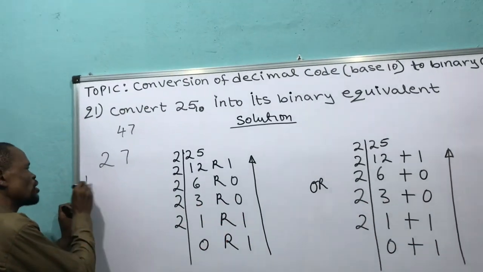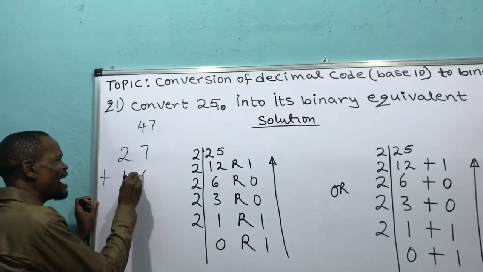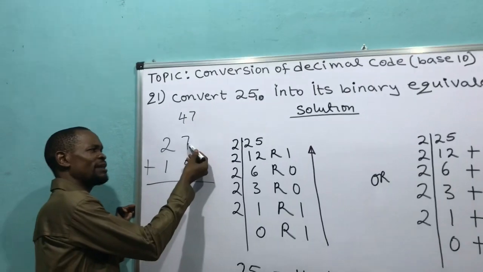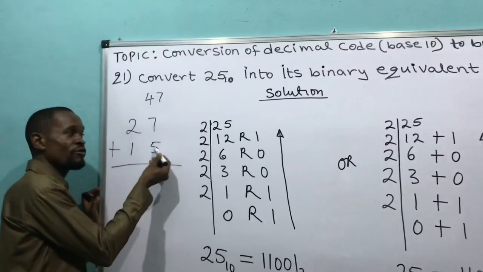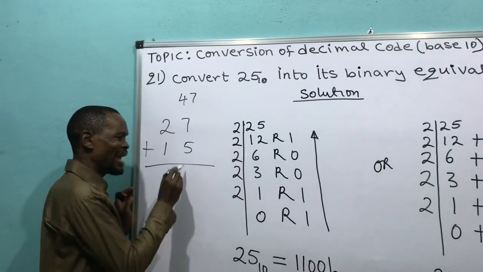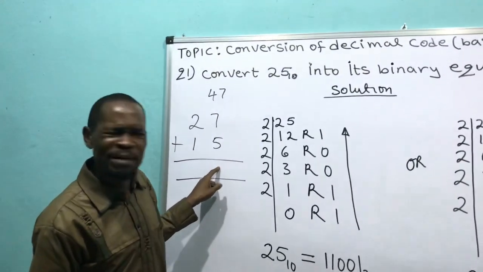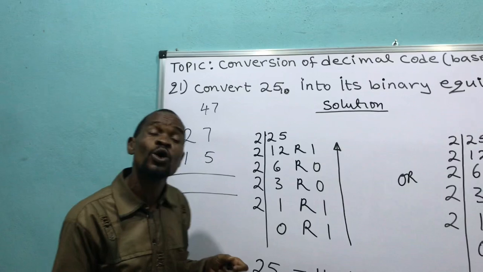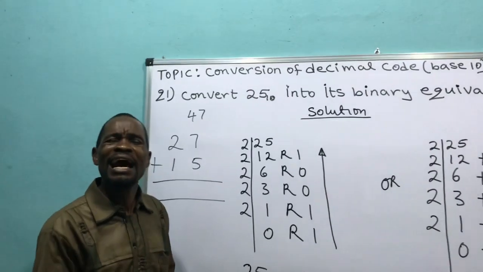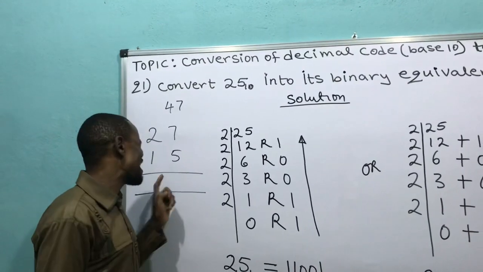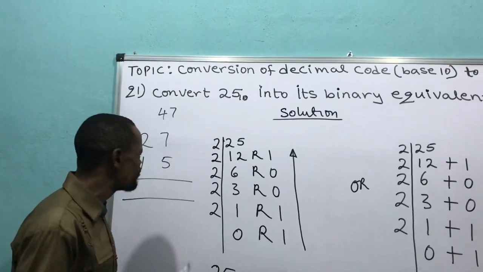Then let's assume that I have 27 plus 15, and they say you should add it up. Then what do you do? You say 7 plus 5 gives me 12. Will I write 12 here? No, I can't write 12 here. Why? Because I'm adding this in base 10, and anything above 9 cannot stay here.